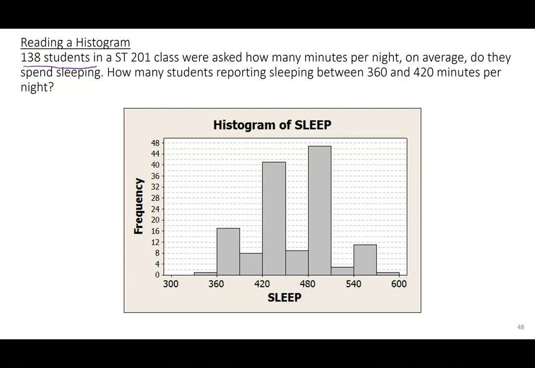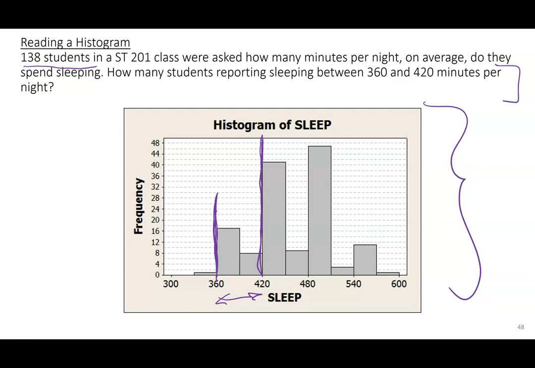We asked them how many minutes per night on average they spent sleeping. Goodness knows I would probably round this number if somebody asked me. So we asked these 138 students, and here's the histogram: how many of them reported sleeping between 360 and 420 minutes per night. So 360 is right here, and 420 is right here. We want to know how many slept between.